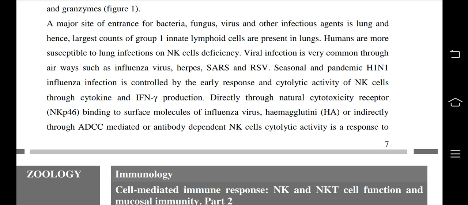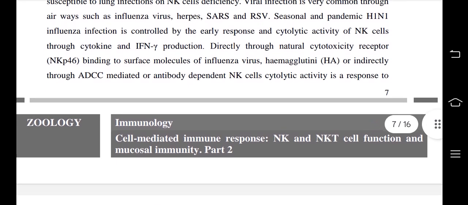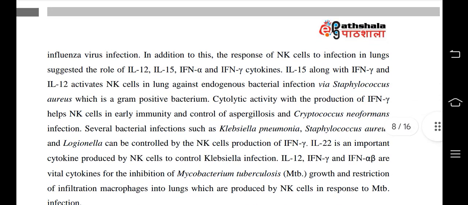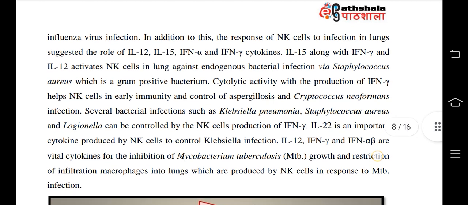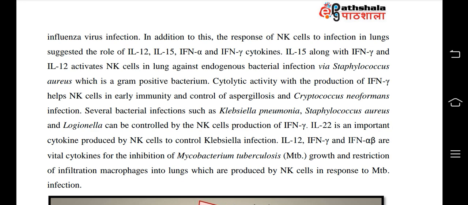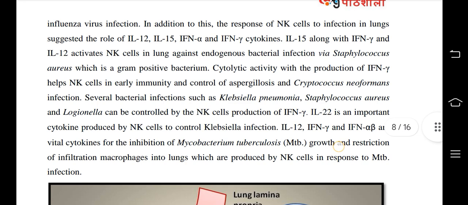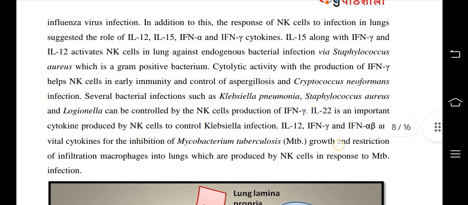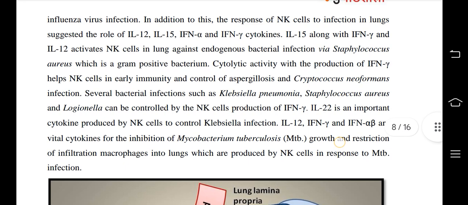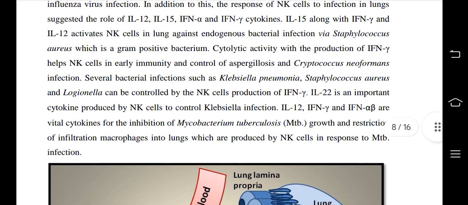ADCC, or antibody-dependent NK cell cytolytic activity, is a response to influenza virus infection. In addition to this, the response of NK cells to infection in lungs suggested the role of IL-12, IL-15, IFN alpha and IFN gamma cytokines. IL-15 along with IFN gamma and IL-12 activates NK cells in lung against endogenous bacterial infection via Staphylococcus aureus, which is a gram-positive bacteria. So cytolytic activity with the production of IFN gamma helps NK cells in early immunity and control of Aspergillus and Cryptococcus neoformans infection.